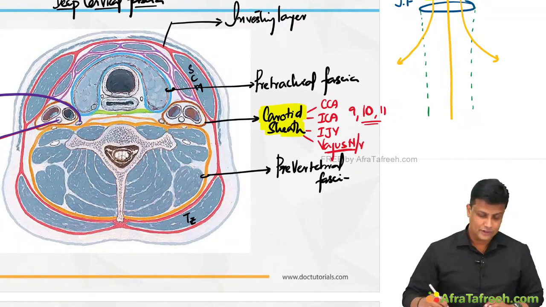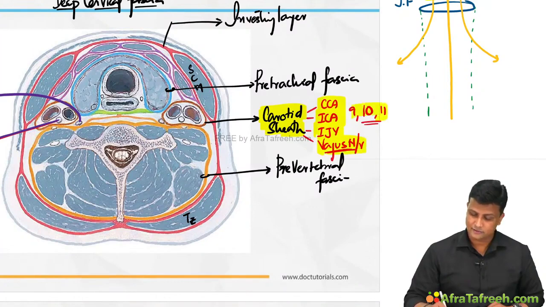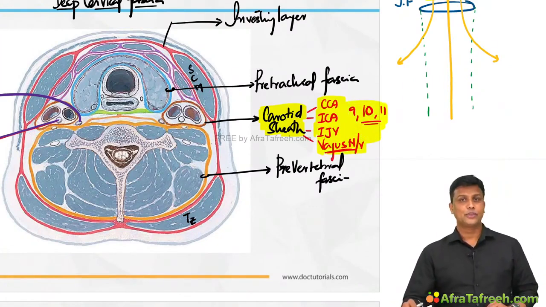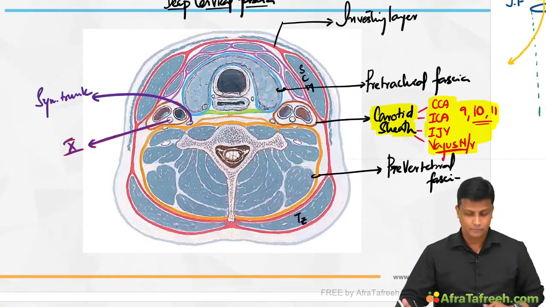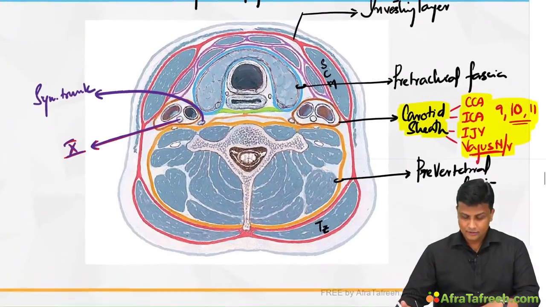So, from today onwards include the common carotid artery, internal carotid artery, internal jugular vein, vagus nerve. Along with the vagus nerve, remember even the 9th as well as the 11th nerve also. Glossopharyngeal as well as the accessory nerve was also content, guys. Perfect. Next one.